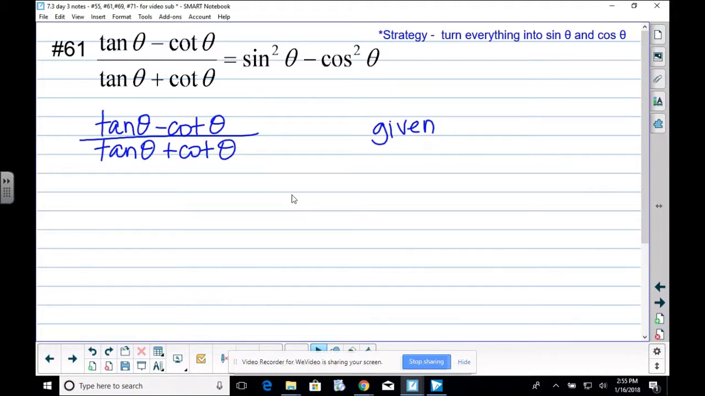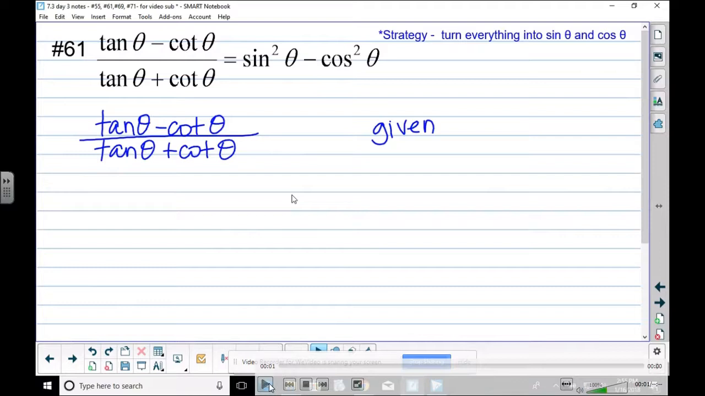Again, if you look at the right-hand side, it's in sines and cosines, so that's usually the best way to tell what to do. So we're going to use the quotient property on both of these. The quotient property for tangent is sine over cosine. The quotient property for cotangent is cosine over sine. So we're going to rewrite each of those individually with the quotient property.